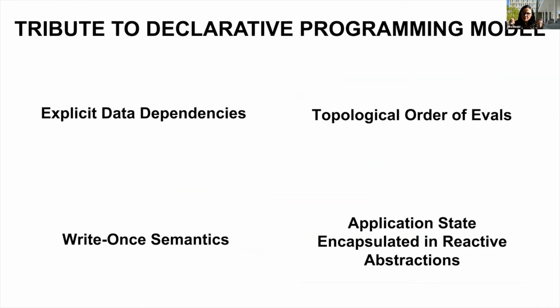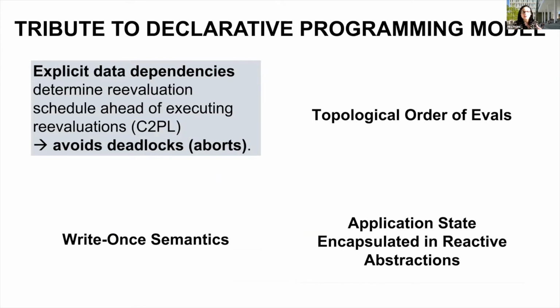And all this strong consistency guarantee that we can give out of the box for the application is due to the declarative programming model. And these are the features on the slide that are crucial. The explicit data dependencies allow us to determine the evaluation schedule ahead of time, which avoids deadlocks and aborts.